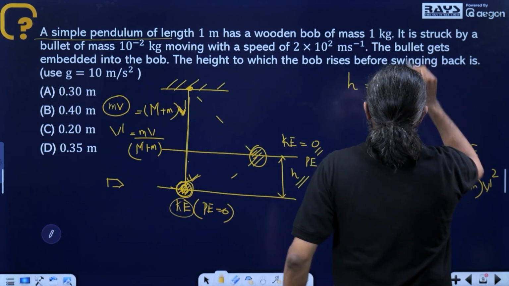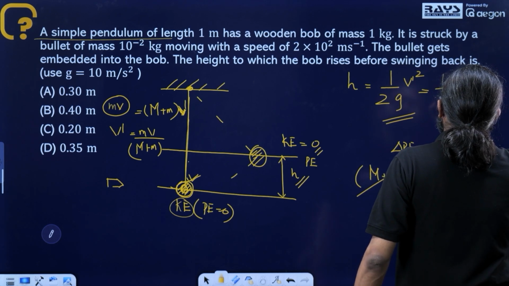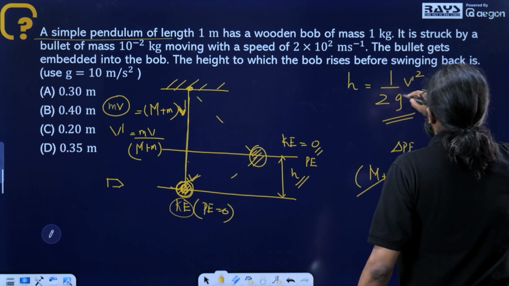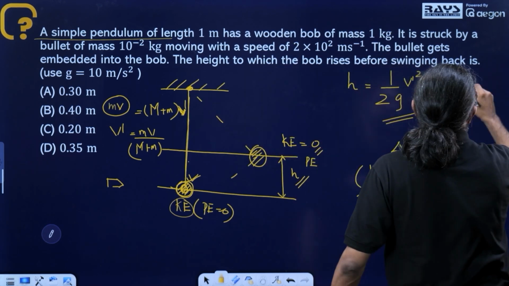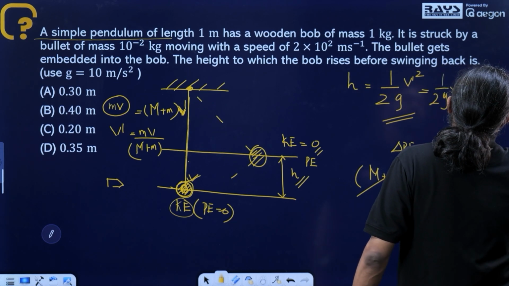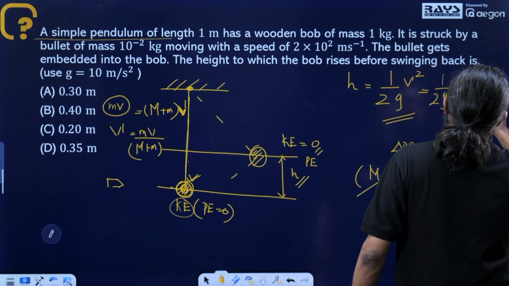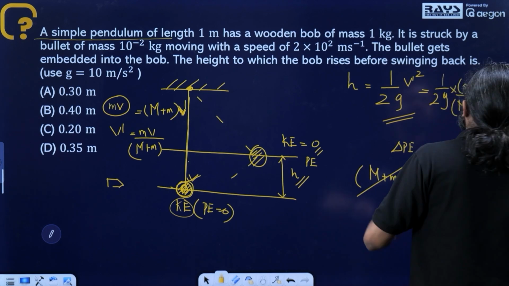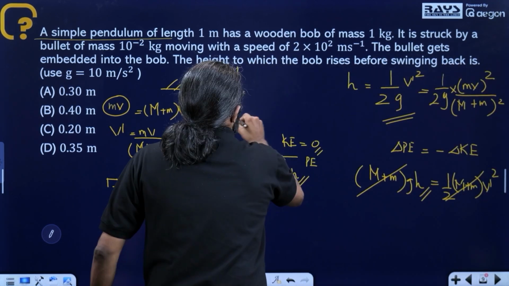H will finally be equal to 1/2g multiplied with v dash square. That will be mv square divided by m plus m square. Now let's figure out the values here. We'll do the math finally here.